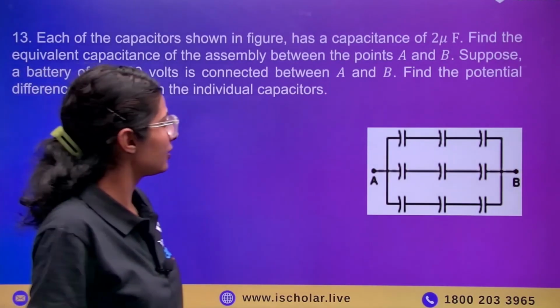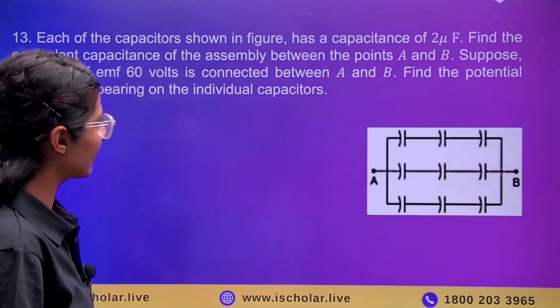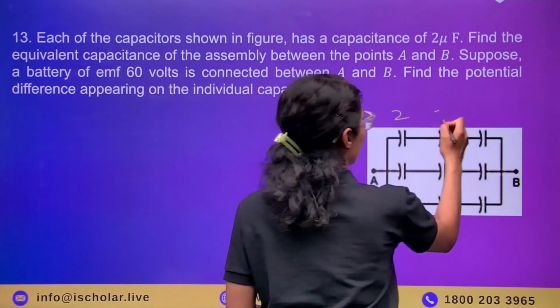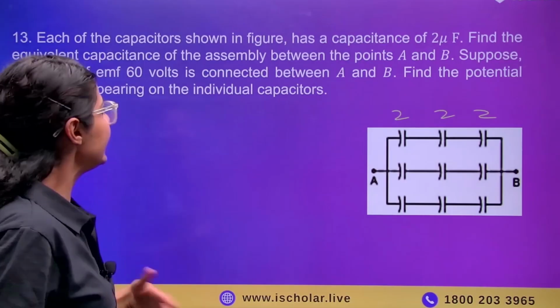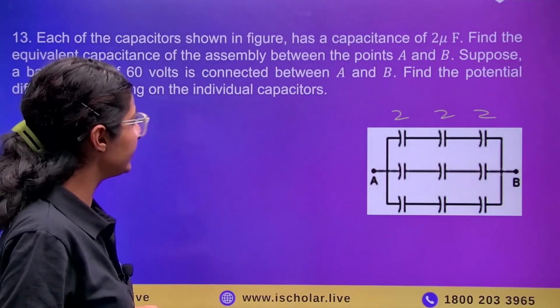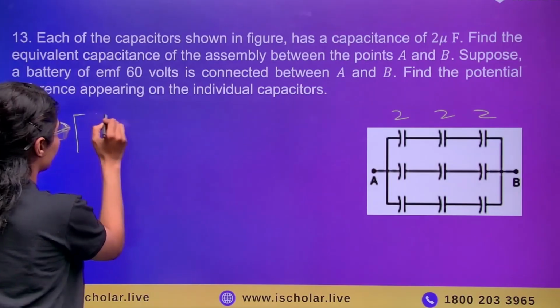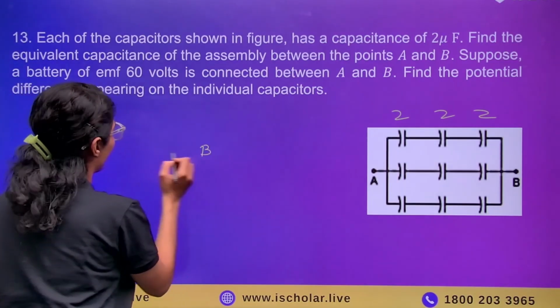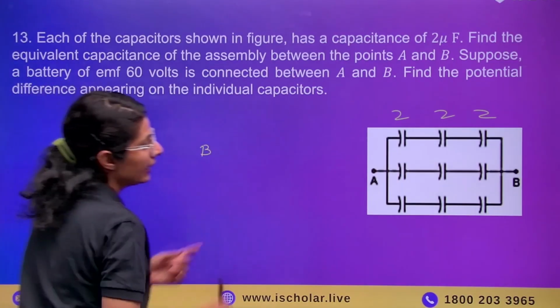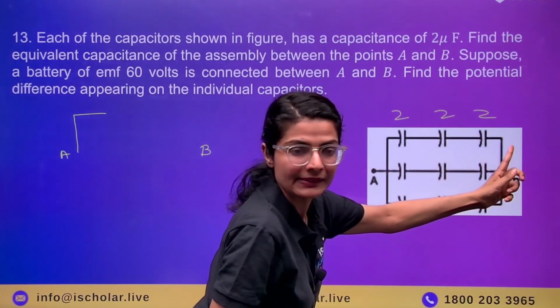Coming to the next question, what do we have? Each of the capacitors has a capacitance of 2 microfarad. Find the equivalent capacitance of the assembly between the points A and B. Okay, so what will be the equivalent capacitance? If I mark the points A and B, these three are in series.